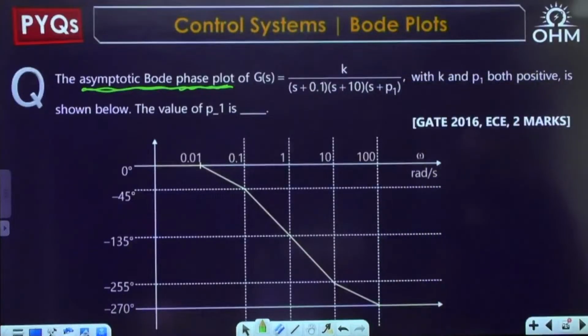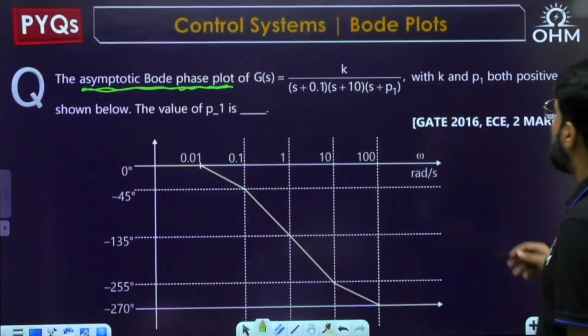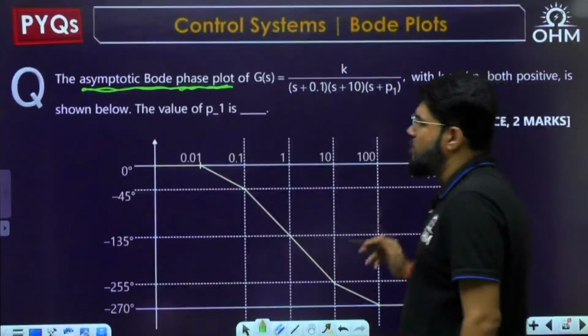Now the asymptotic Bode phase plot is given to you. With k and p1 both positive, what is the value of p1?